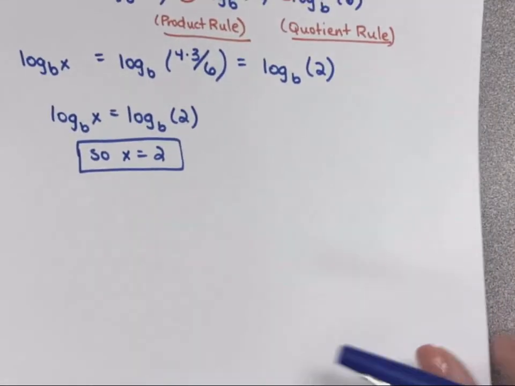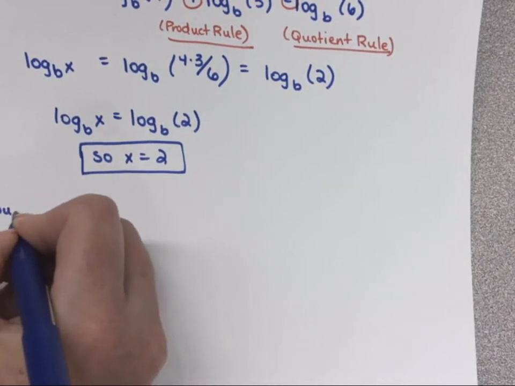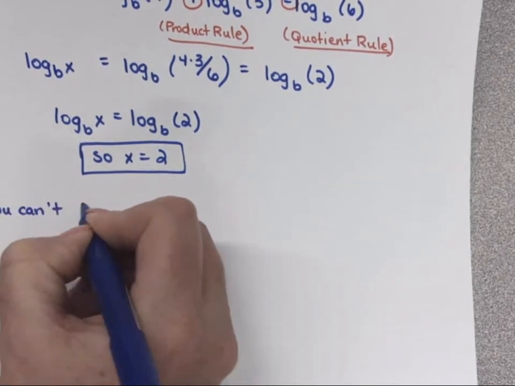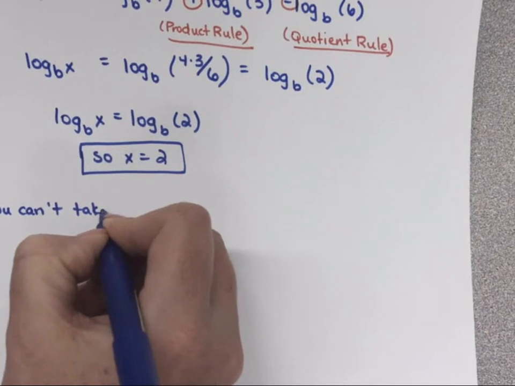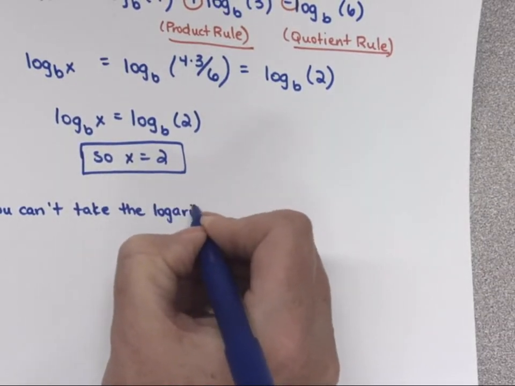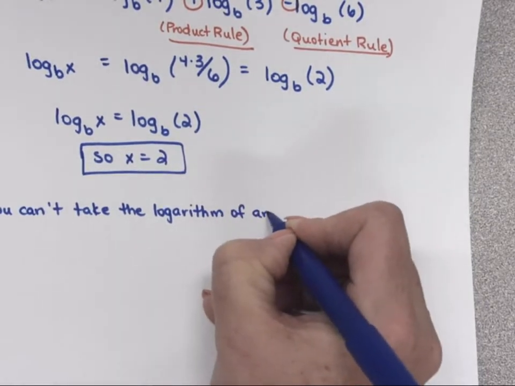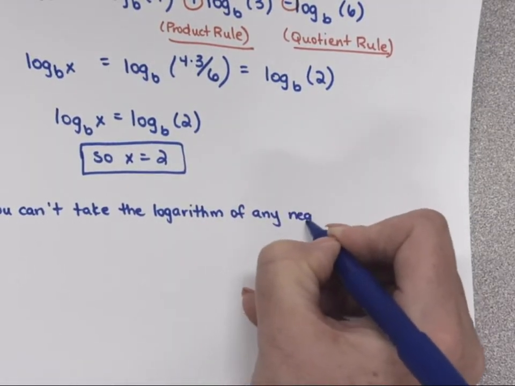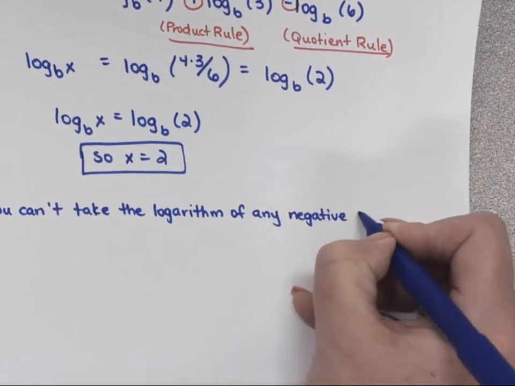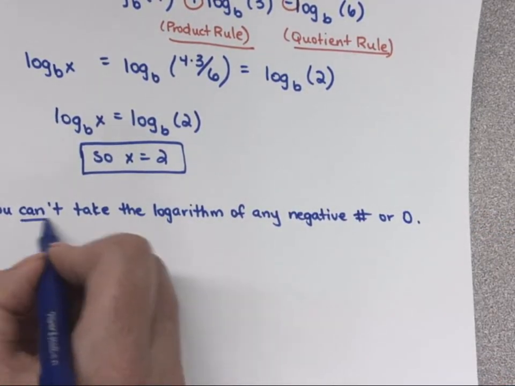Okay, so we're going to look at some other problems involving logs, but before we do, I want to go over a rule that I want you to memorize, but I'm also going to show you why it's true. You can't take the log of any negative number or 0.